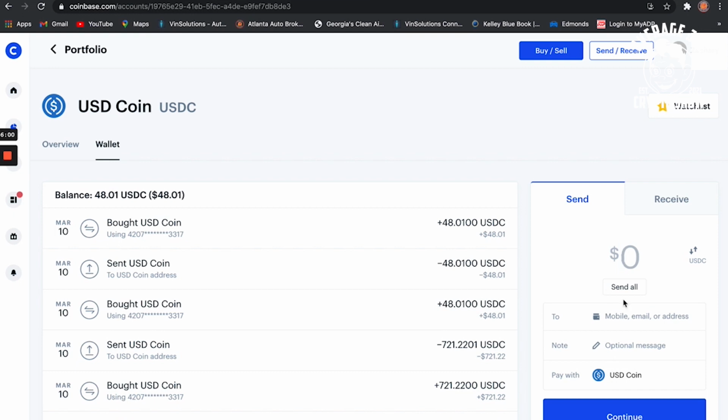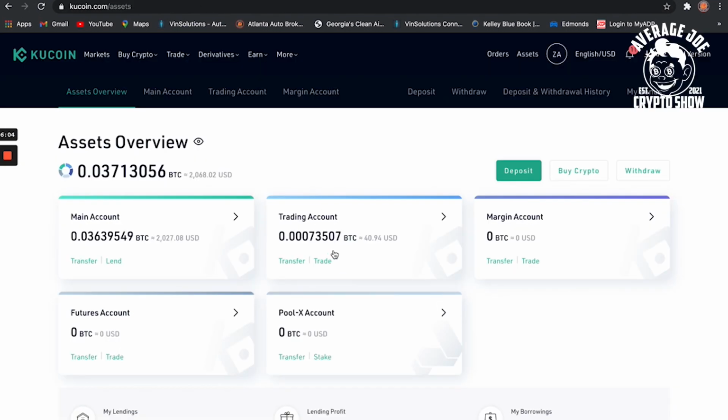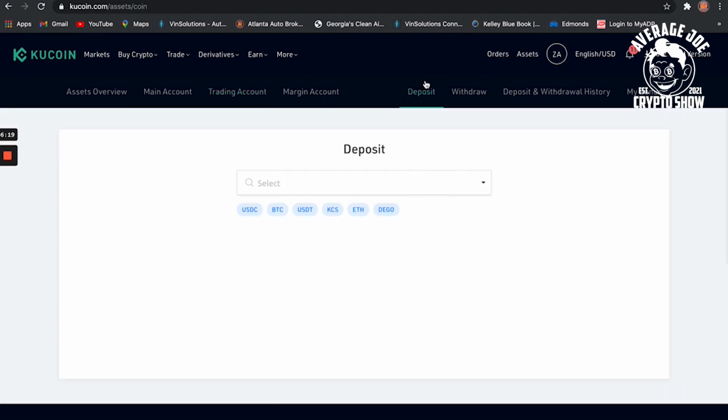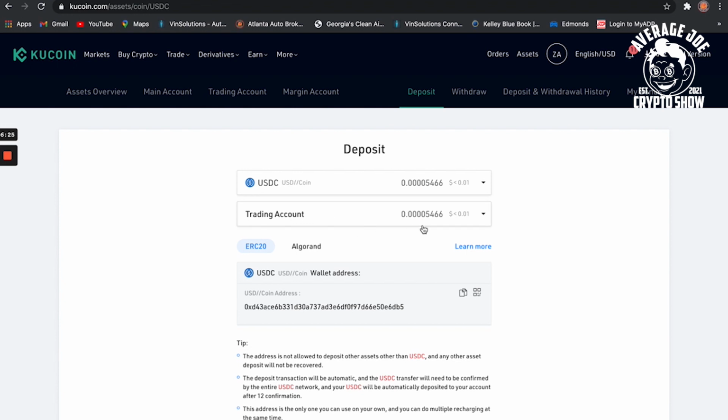All right. So now what we gotta do is we gotta send it to KuCoin. Okay. So basically every cryptocurrency has its own wallet, right? So TEL has its own wallet address. USDC has its own wallet address, right? So what we're going to do is go to deposit, okay? And what we want to do is deposit USDC into KuCoin, which is why we bought it on Coinbase. So we're going to do it with our trading account.